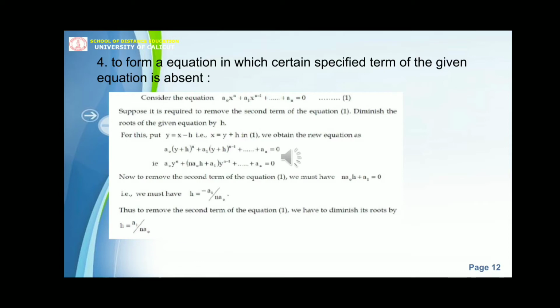So we have to eliminate the term n a0 h plus a1 into y raised to n minus 1. In order to do that, we put h is equal to minus a1 by n a0. By substituting h is equal to minus a1 by n a0, the second term gets completely eliminated. Therefore, in order to remove the second term from this equation, we have to diminish the root by h is equal to a1 by n a0. If we have to eliminate any other term, we similarly diminish the root by a suitable h.